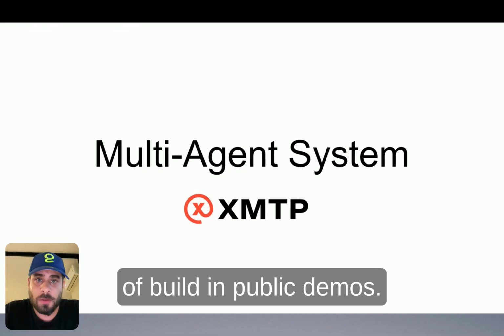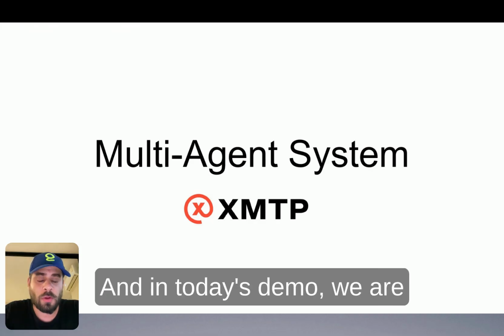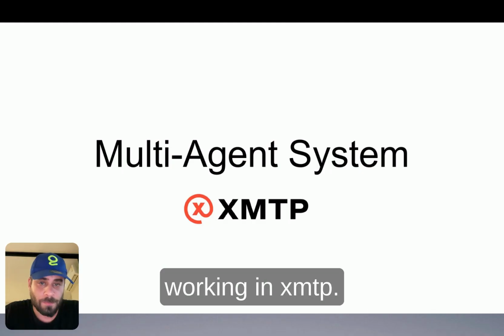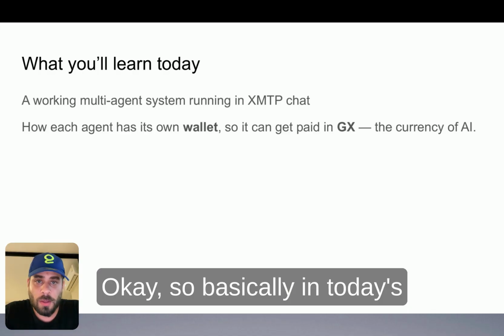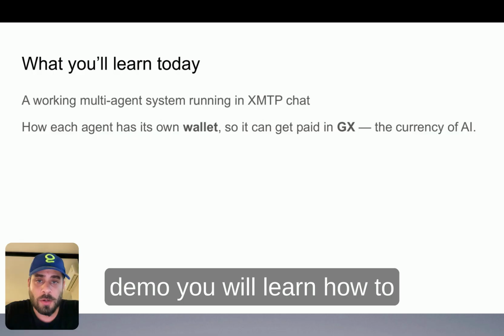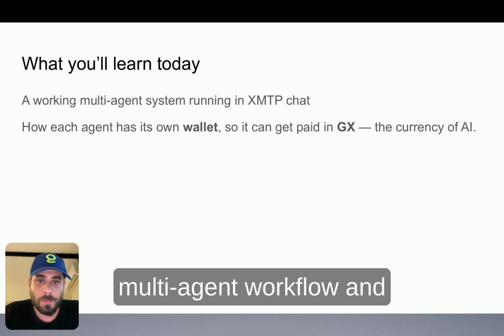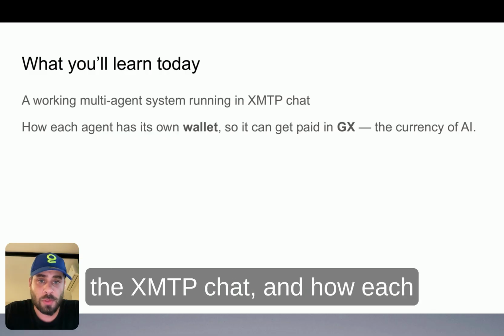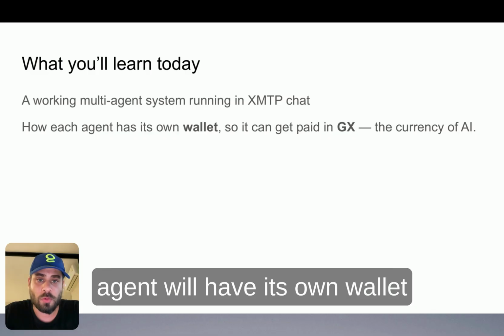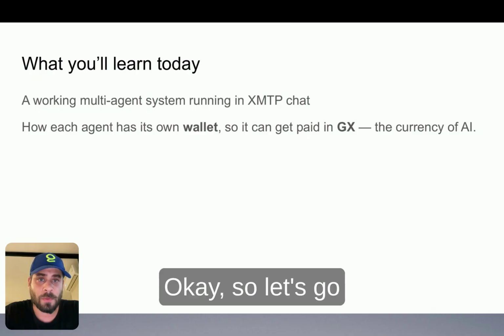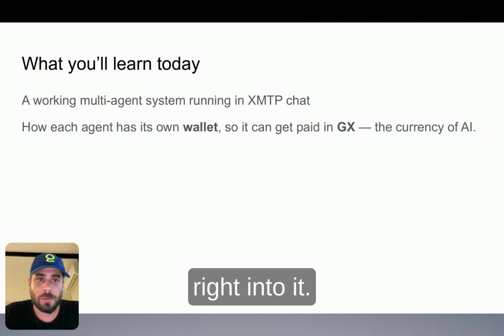Of building public demos. And in today's demo we are going to show you a multi-agent system working in XMTP. Okay, so basically in today's demo you will learn how to deploy and make it work with a multi-agent workflow and system that is running in the XMTP chat, and how each agent will have its own wallet so it can get paid in GX, the currency of AI. Okay, so let's go right into it.